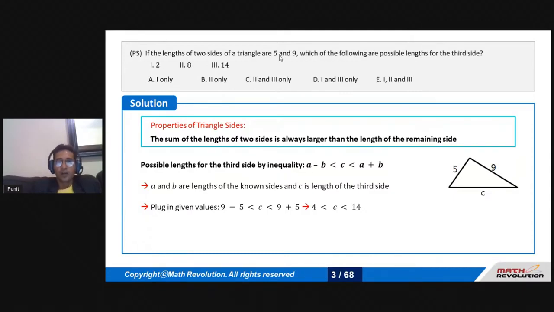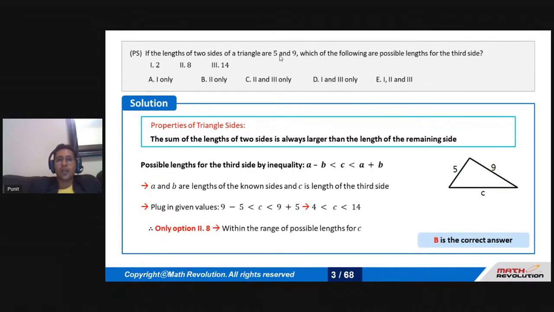So option number 2, which is B, second only, is correct. So we go with option B.